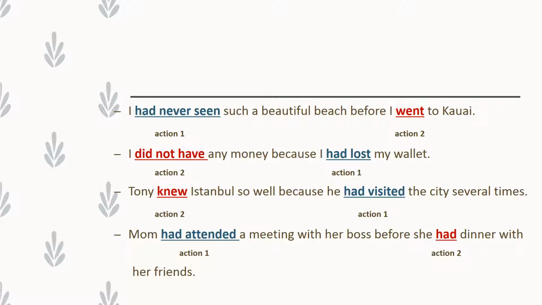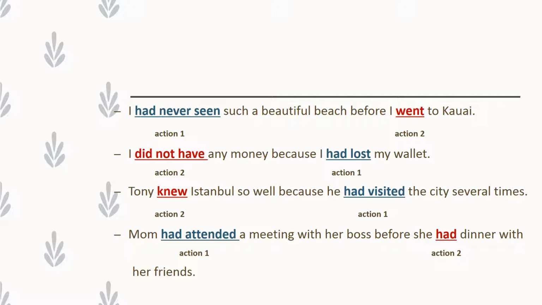You need to decide which of these two actions happened first, which one is the second one, in other words, closer to now. Here, I had never seen such a beautiful beach, action 1, as I've marked in blue, and before I went to Kauai is the second action, which is closer to now.